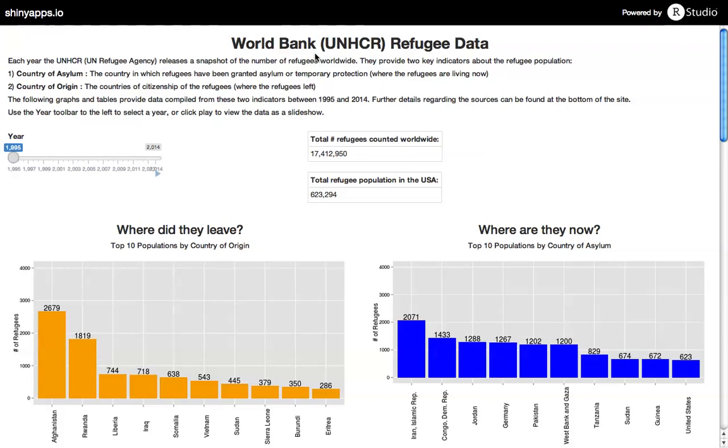The first thing you'll see is the total number of refugees counted worldwide and the total refugee population in the United States. On the left, you'll see the refugee population snapshot by country of origin with the top 10 highest countries displayed. On the right is the same, but for country of asylum. The graphs are in thousands, so the upper threshold that says 4,000 represents 4 million.